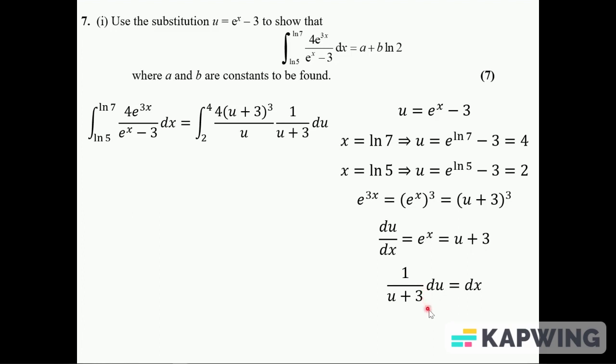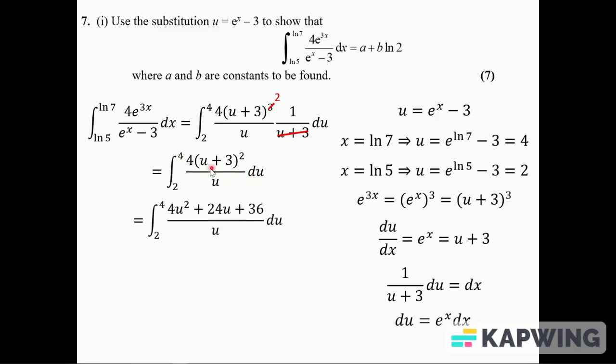I could write this as du is e to the x dx, and then I was going to pinch one of those e to the x's, stick it with the dx, and make it du. As it turns out, I'll get the same. These u plus 3 terms cancel out, so I'm just left with 4 (u plus 3) squared all over u. Now it's in a form that I can integrate, so I can multiply that top line out, and then do it term by term.